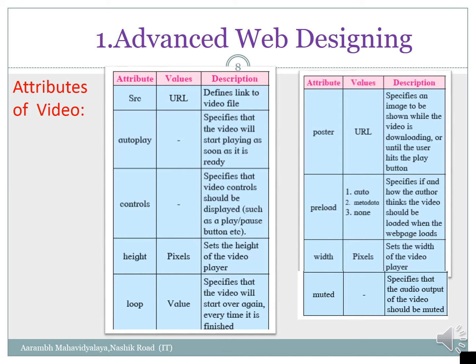Second one is autoplay. It is used to play the video when the web page loads. Third one is controls. Controls are used to display play, pause, stop, forward, backward buttons on a video player. Height and width are specified in pixels. That means they should be given in numbers. Then loop indicates the number of times the video is going to play.